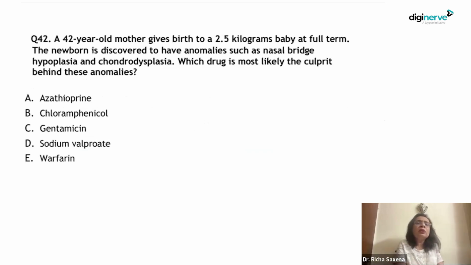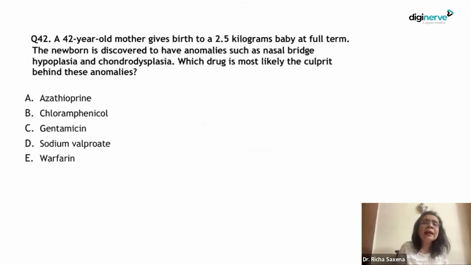A 42-year-old woman gives birth to 2.5 kg baby at full term. The newborn is discovered to have anomalies such as nasal bridge hypoplasia and chondrodysplasia. So which drug is typically associated with such kind of congenital anomalies? And you have to discontinue these drugs.